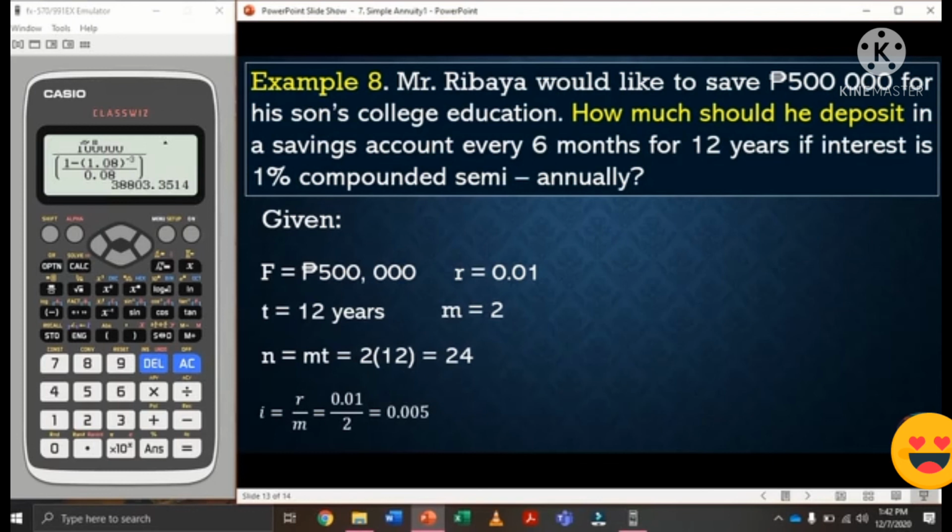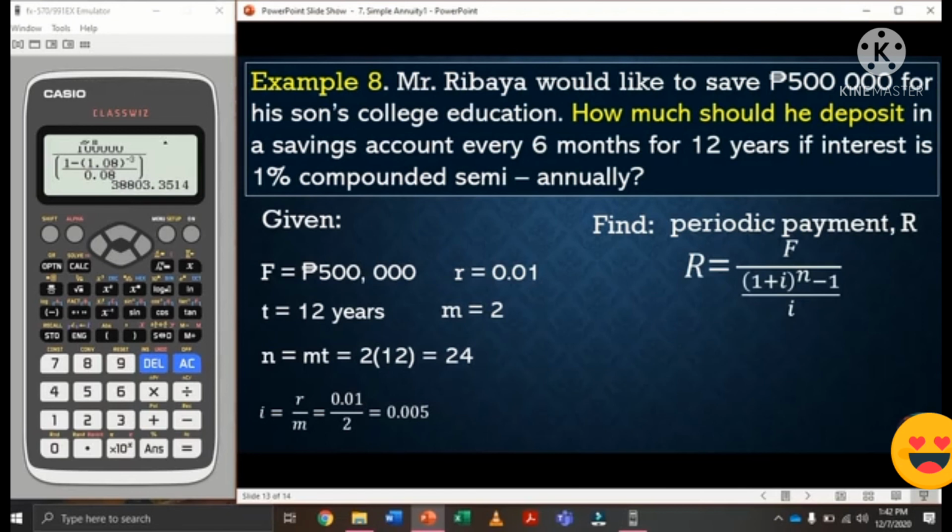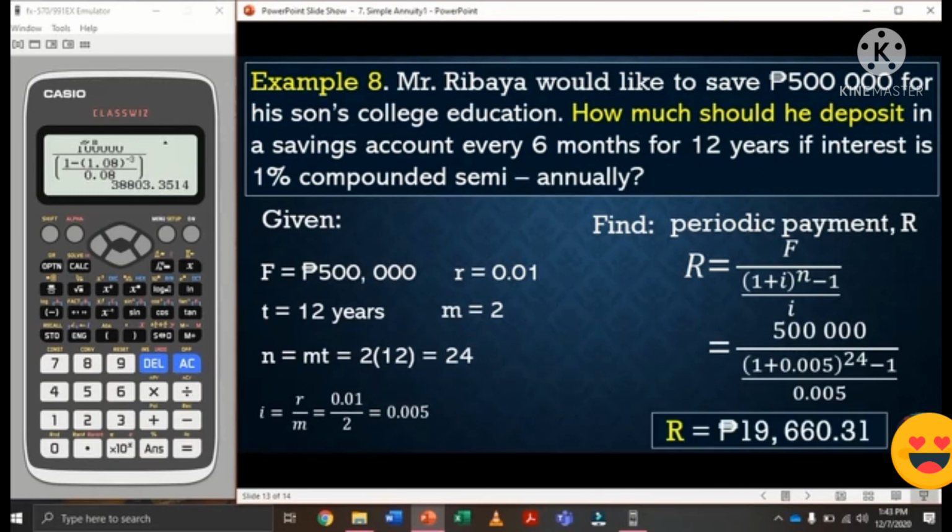So, R over M or 0.01 divided by 2, the answer is 0.005. Since ang given natin ay yung future value at ang hinahanap natin is yung periodic payment o regular payment, ang gagamitin natin formula is F over (1 plus I) raised to N minus 1, over I. So, we can substitute everything dito sa given values natin. And the answer is 19,660.31. Ibig sabihin, class, 24 times na magbabayad si Mr. Ribaya ng 19,660.31 for every 6 months para magka-save siya ng 500,000 para sa kanyang anak.